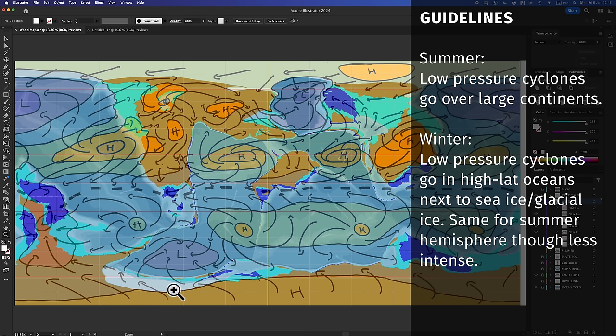Same thing in the southern hemisphere. We have this sea ice here, but also we have this extremely cold land. Likely there's tons of glaciers there. Therefore, we have a low pressure system forming in this high latitude ocean.